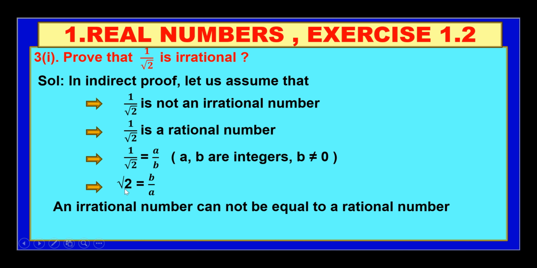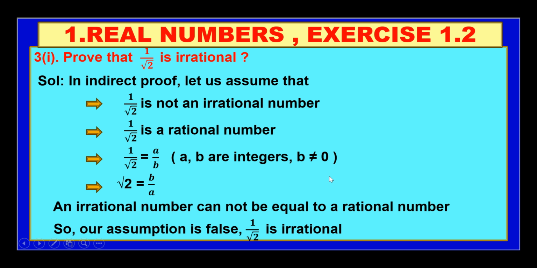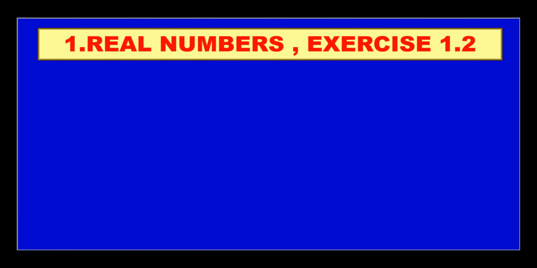But of course, we know that an irrational number cannot be equal to a rational number. Once it is an irrational number, it should not be a rational number. If it is a rational number, then it should not be an irrational number. Therefore, both should not be equal. An irrational number cannot be equal to a rational number. That is, our assumption is false. What is our assumption? 1 by root 2 is not an irrational number is false. Therefore, 1 by root 2 is an irrational number. Is it clear? Good.